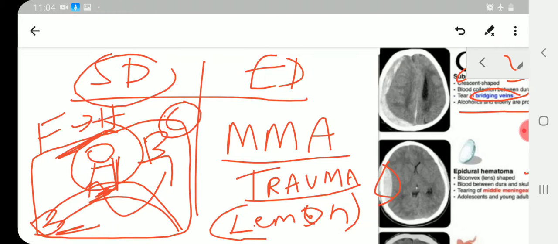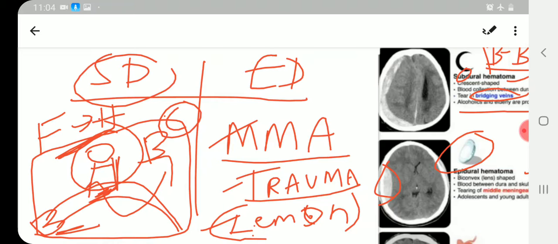So MMA, middle meningeal artery, is involved in epidural hematoma, tearing of the middle meningeal artery. Trauma is the cause. Is it lemon shaped or lens shaped? Lemon shaped or lens shaped, okay. Initially it will be lens shaped. As it progresses, it could be lemon shaped. Okay, are we clear in this?